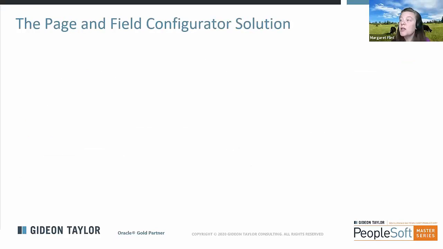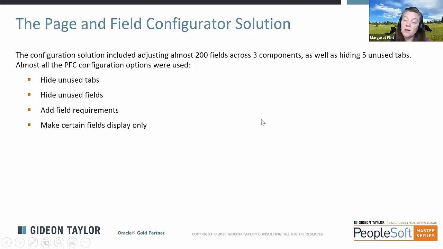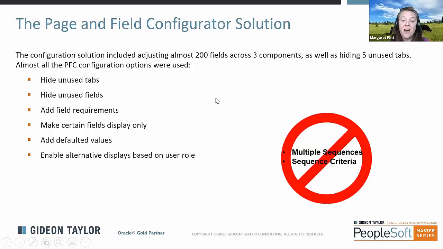The solution was pretty extensive. We used almost all of the field configuration options to adjust almost 200 fields across 3 components. So it's actually a pretty big configuration effort. However, I do want to mention that they didn't have a need for the multiple sequences of configuration or sequence criteria. So while we did do a lot of field adjustment, we didn't use the multiple sequences or the criteria. However, those are features that are included in Page Field Configurator.